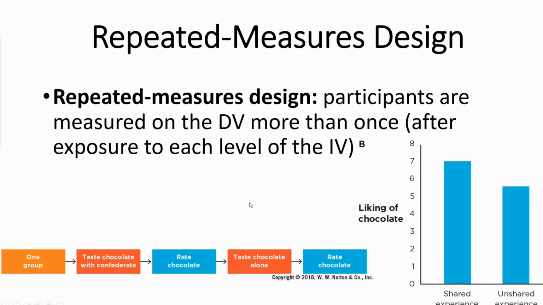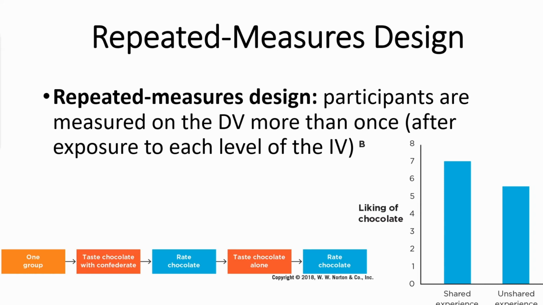All right, so we're going to move on now from our independent groups designs, and now we're going to start looking at within group designs. So we'll start with repeated measures design, and this is actually one that I have used in my own research quite a few times. So a repeated measures design has participants measured on the dependent variable more than once.